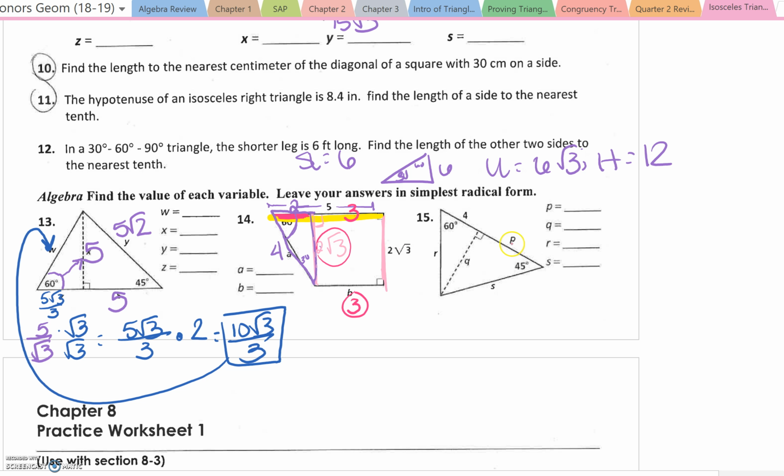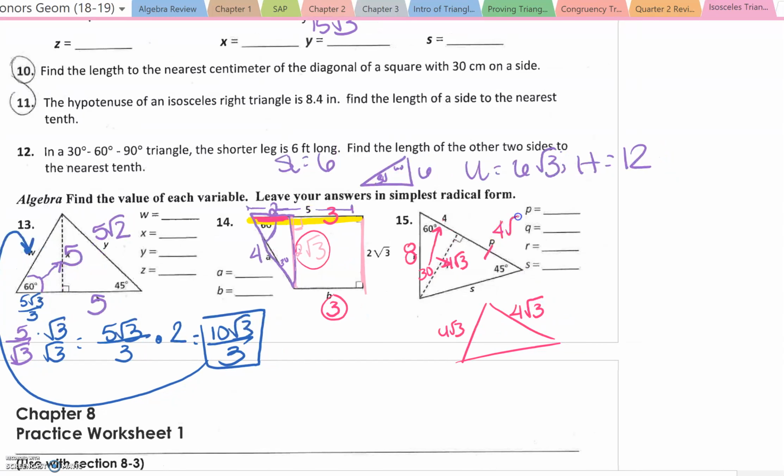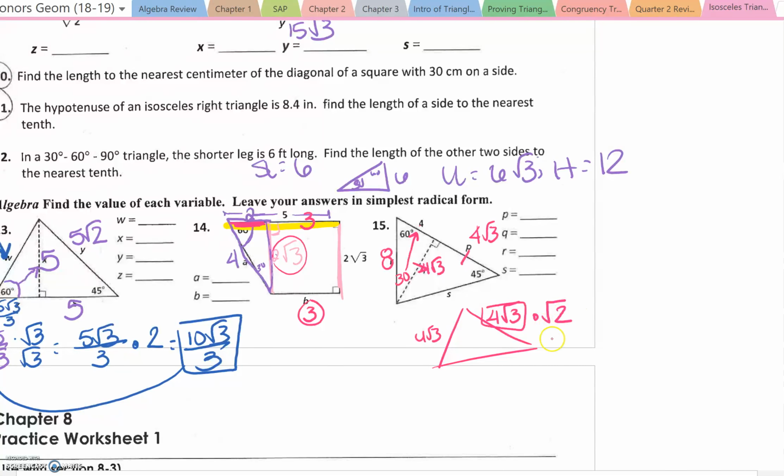Last one, number 15, I'm going to take this 45, 45, 90. I can't do anything. I have 3 different variables. This one should be a little bit easier because this 30 has a whole number across from it. It's 4, which means the side across from 60 would be 4 root 3. Double 4 would be 8. And now I'm working in the 45, 45, 90 triangle. So 4 root 3 is one leg. It's isosceles, so this also has to be 4 root 3. In order to get the hypotenuse, remember you take the leg times root 2. 4 root 3 times root 2 is 4 root 6.